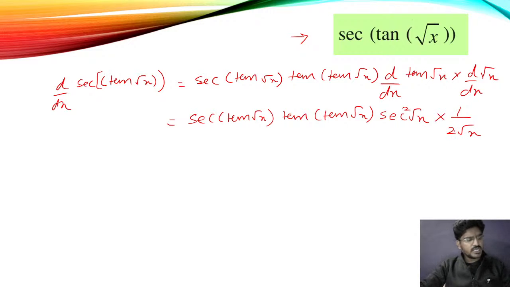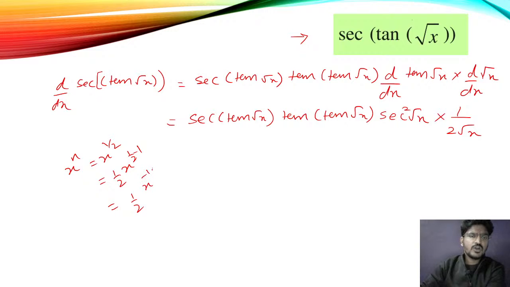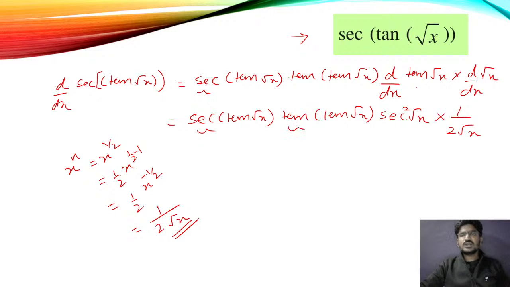So how to differentiate root x? As you all know, you have to differentiate it with the formula of x to the power of n. Here n value is 1 by 2, so it will be 1 by 2 into x to the power of n minus 1, so that is 1 by 2 into x to the power of minus 1 by 2, so that is nothing but 1 by 2 into root x. Clear? So here sec x formula is sec x into tan x, tan x formula is secant square x. So use those things and you can get your answer.